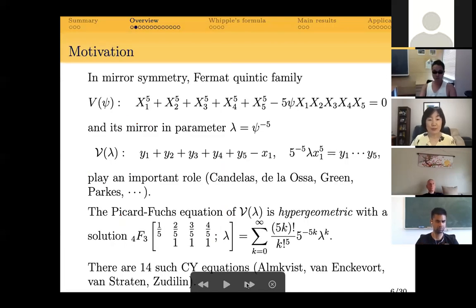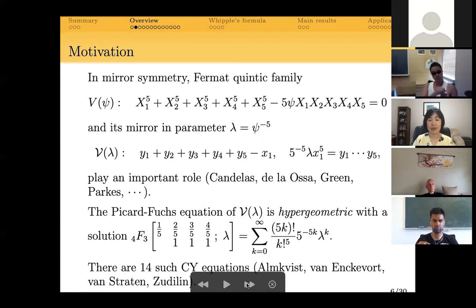Now let me get to the motivation. My talk is mainly number theory. The only thing connected to mirror symmetry is more or less the motivation that we knew around the time in the late 90s and 2000.